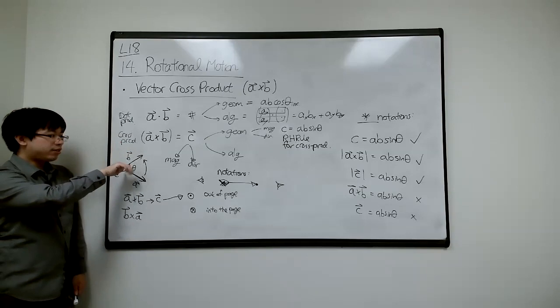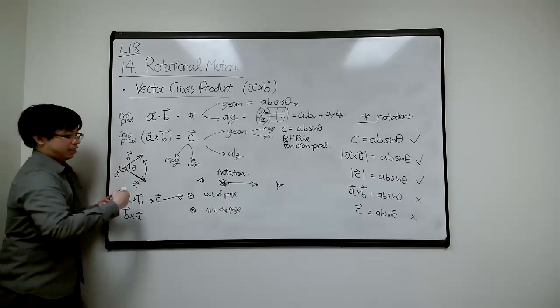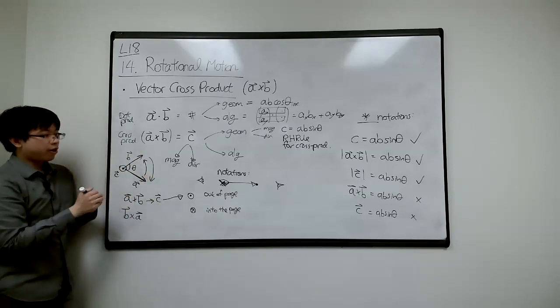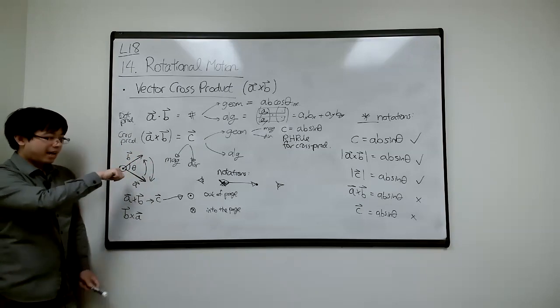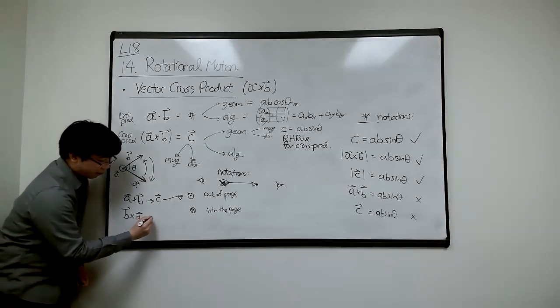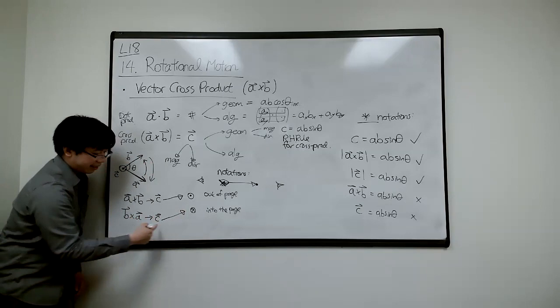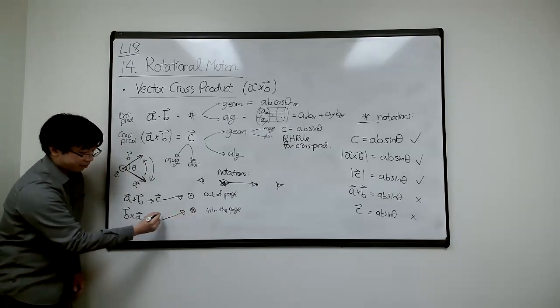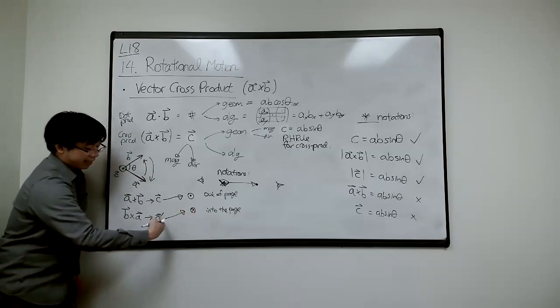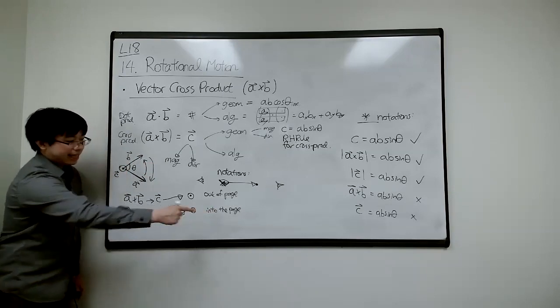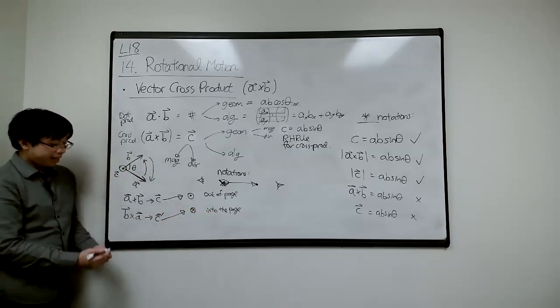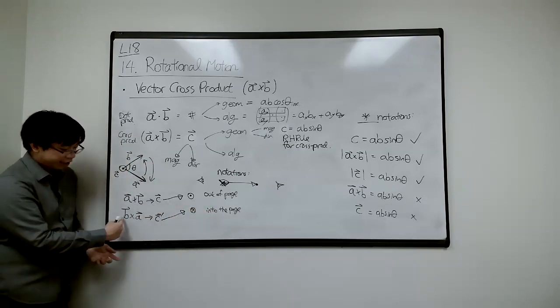Now it's very easy to wrap from B to A like this. That's why sometimes people would draw an arrow like this from B to A. If you do B cross A, it will produce a resultant vector, call it C prime. B cross A will create a vector that's into the page. Okay, how about the magnitude? The magnitude is the same.